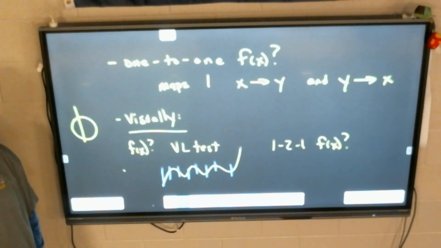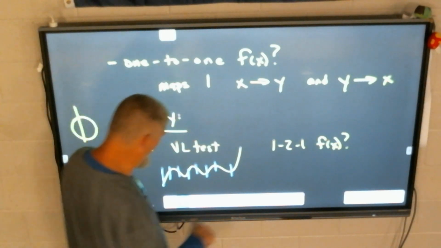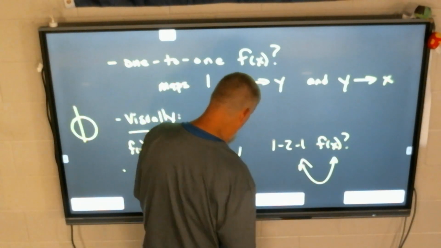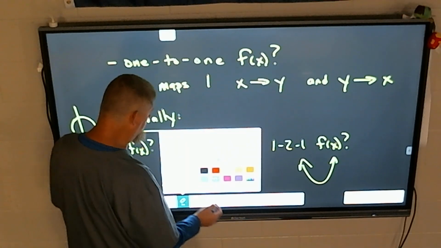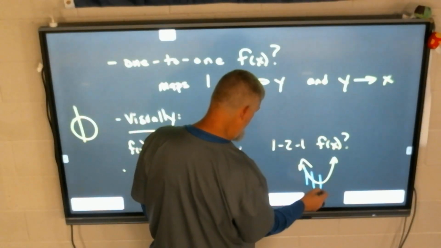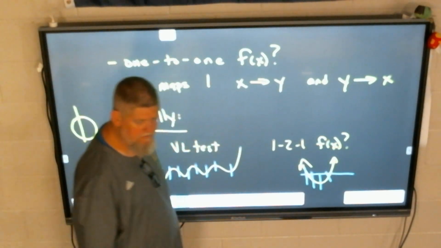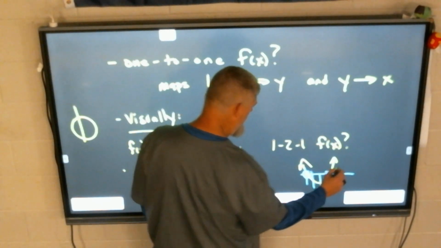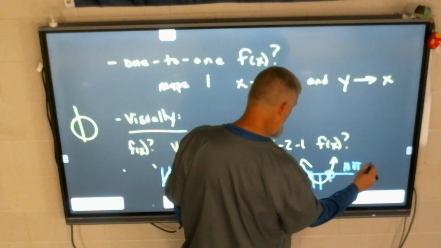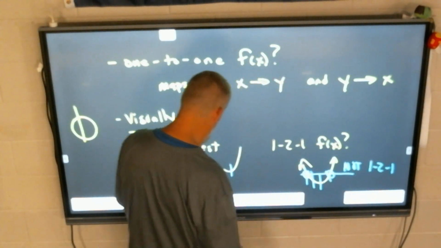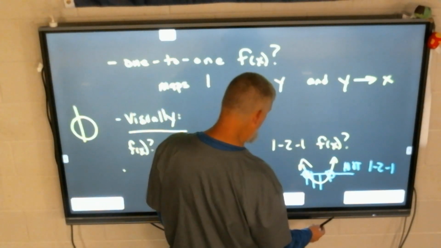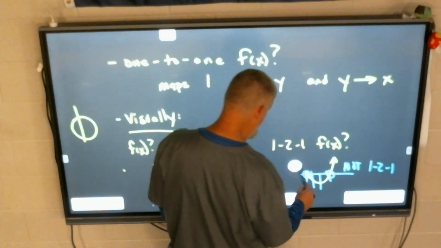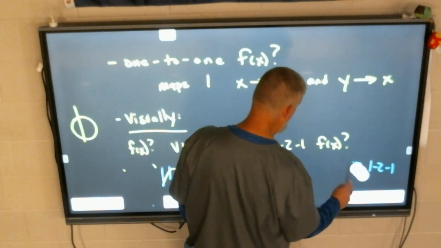A horizontal line test. Horizontal line test. Outstanding. So if I have a parabola that absolutely 100% passes the vertical line test, does it pass the horizontal line test? No, it touches it in 2 places. It touches it here and here. So it's not one-to-one. Then what would be a function that is one-to-one? Can you think of an example? Linear. All linear functions are one-to-one.